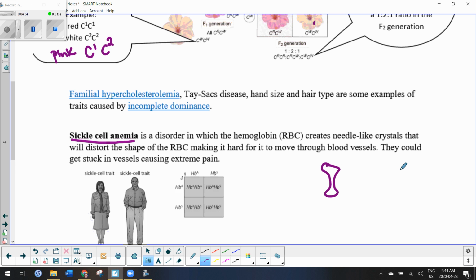In sickle cell anemia patients, your red blood cell is distorted. It might look something like this. This is harder to move through blood vessels than the normal one. So this is very bad. This will cause extreme pain because you have something moving through a blood vessel that's very hard to get through, so you'll feel pain.